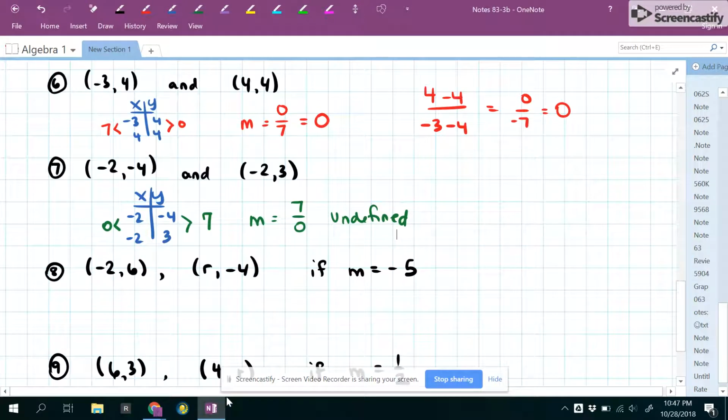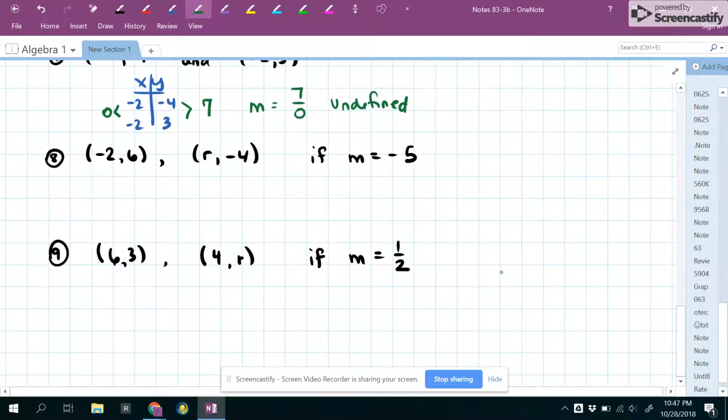So if I give you the slope and a set of ordered pairs, you should be able to find a missing value. So in this case, we have (-2, 6) and (r, -4). So our change in y's is -10, and we don't know our change in x's.